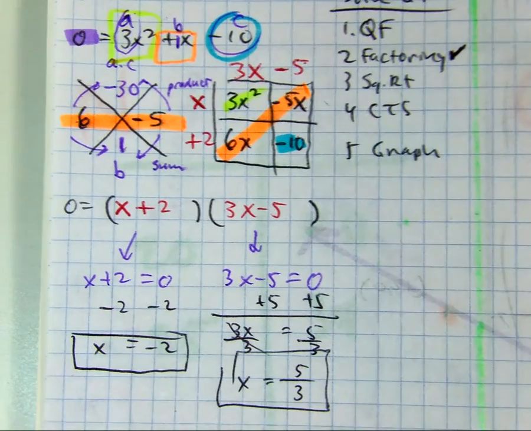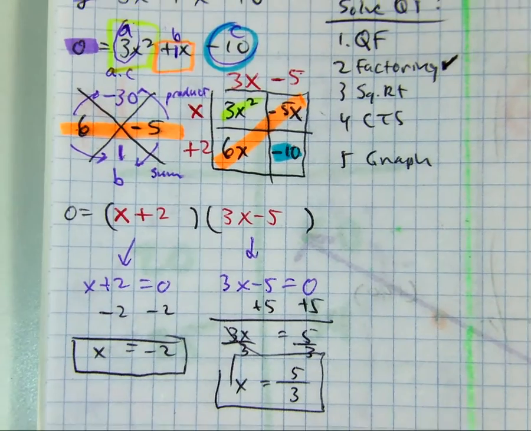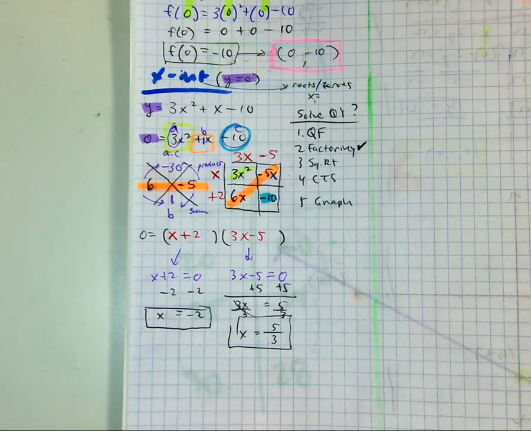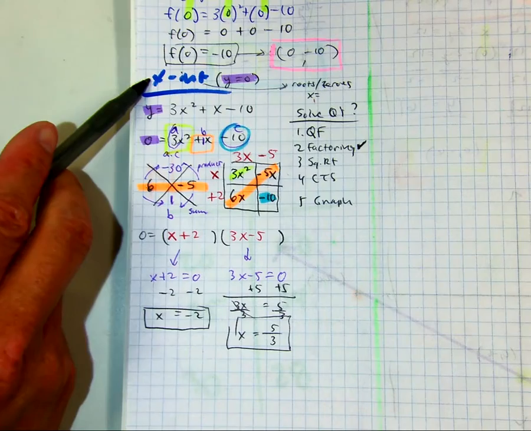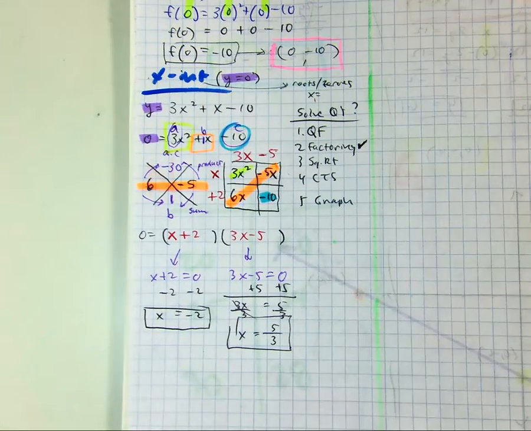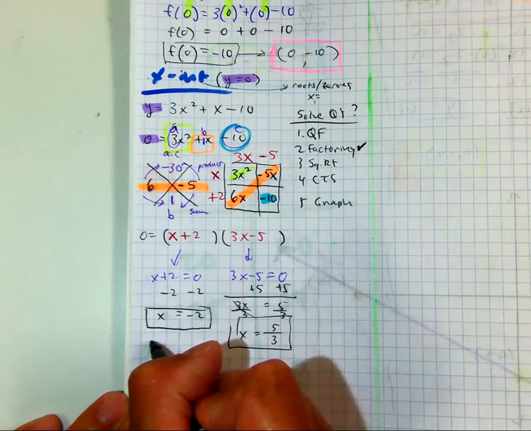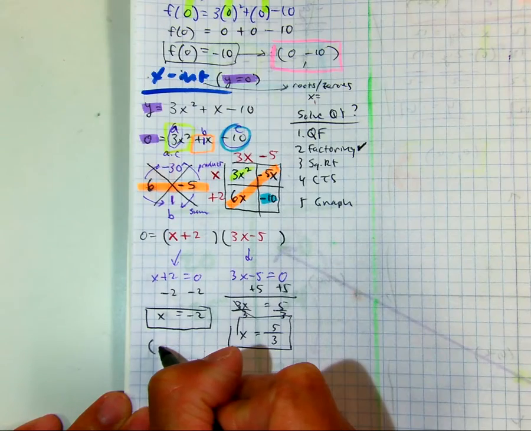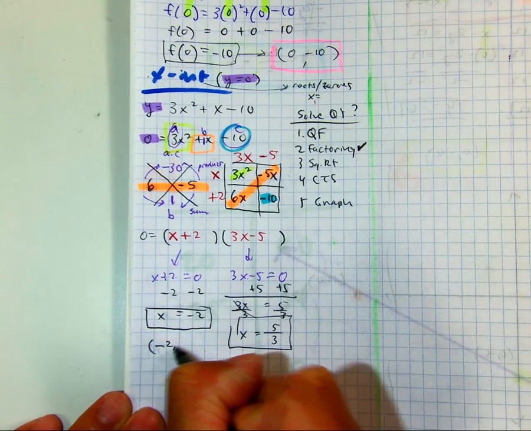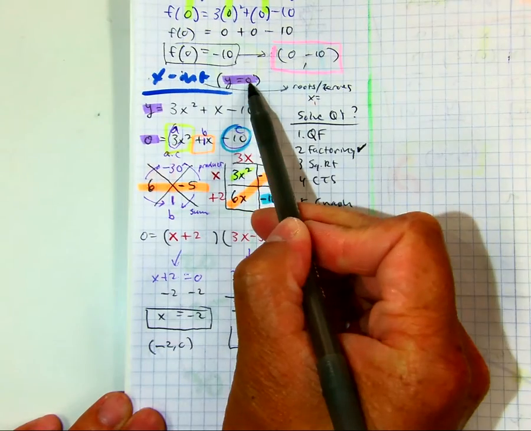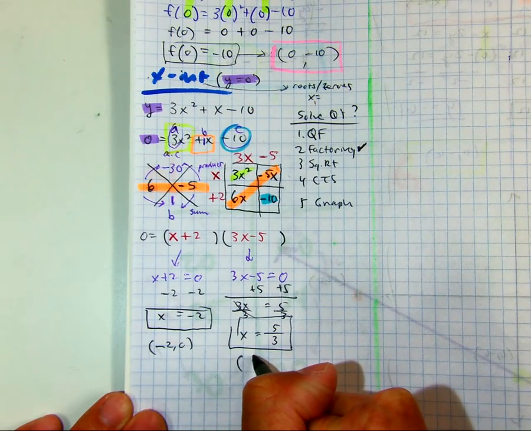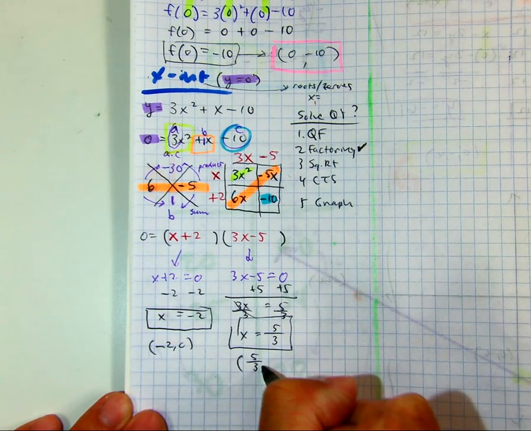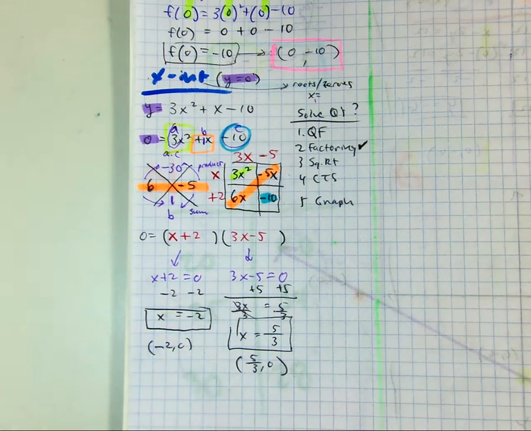As I was talking with another math teacher, you might get confused about what this is. Remember, you're finding an x-intercept. An x-intercept is an ordered pair. Class, what's the ordered pair here? Negative 2, 0, because your y value is 0, right? And this is the ordered pair? 5/3, 0. Let's pick some colors here. How about green?